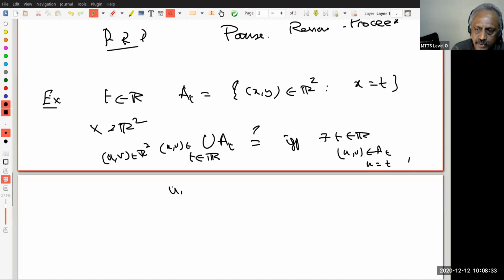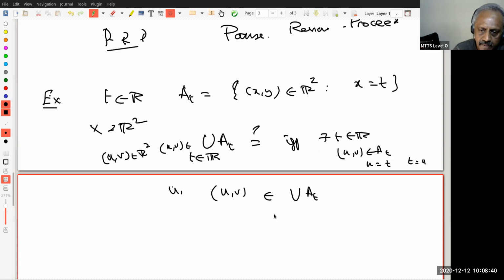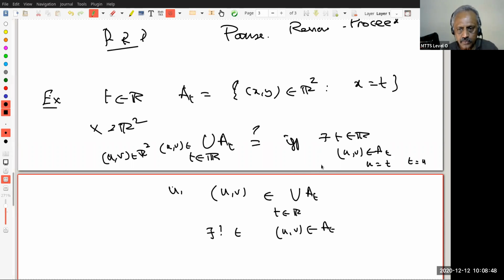You understand? Therefore, I found what t is. T must be u. Therefore, when I want to prove (u, v) belongs to the union of A_t, t in R, I have to find the t so that (u, v) belongs to A_t. So working backwards, what we found out is, if (u, v) belongs to some A_t, that means the first coordinate of this vector, u, must be equal to t.